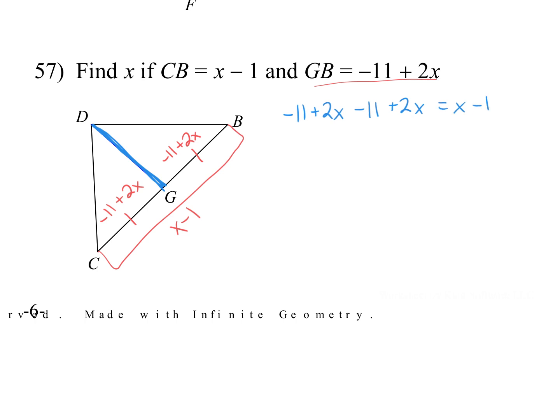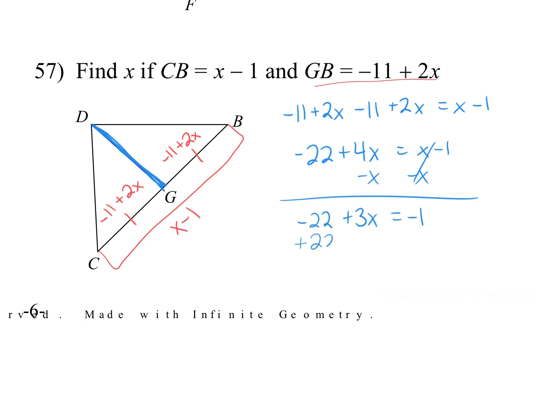Again, a lot of you skipped this step and you probably just went to here right away. Totally fine, it's the same thing. So I'm going to subtract x. So we have negative 22 plus 3x equals negative 1. Add 22. 3x equals 21. What'd you get for x? Should be a positive 7.